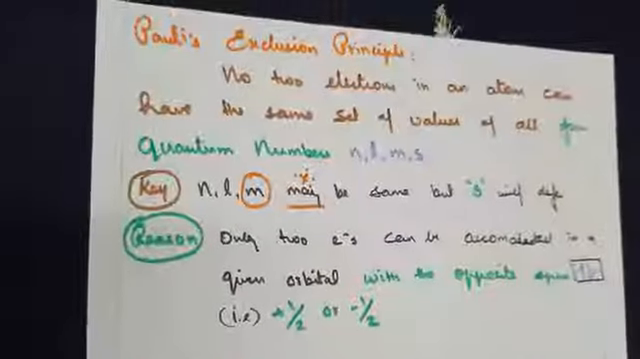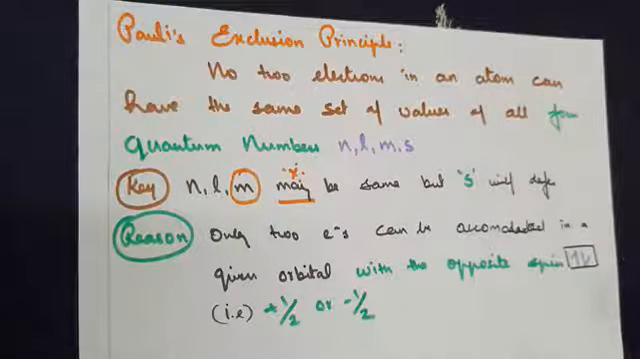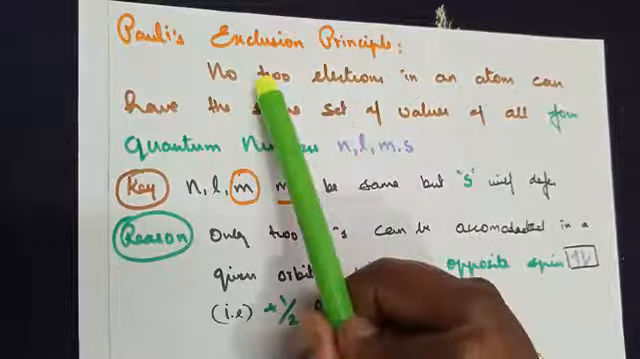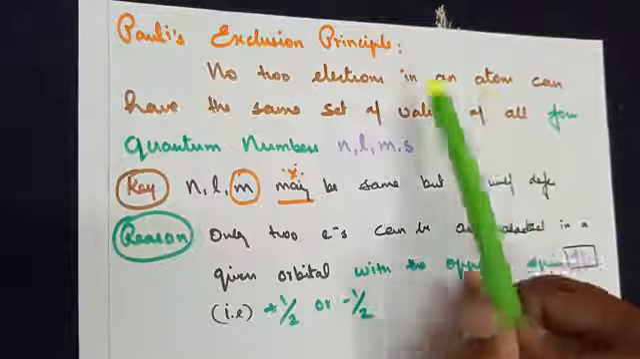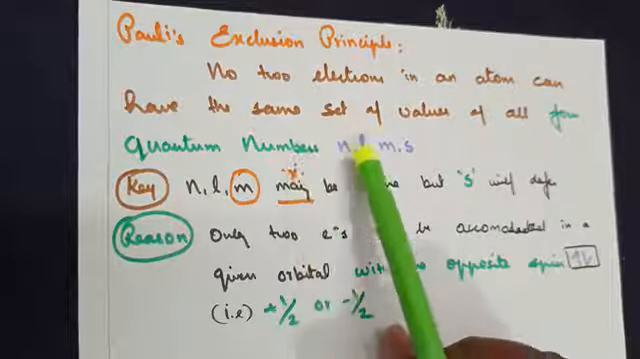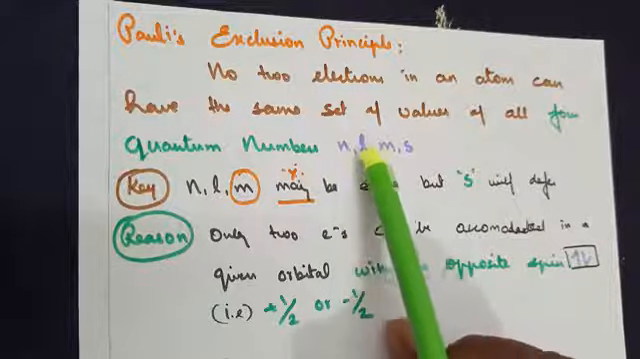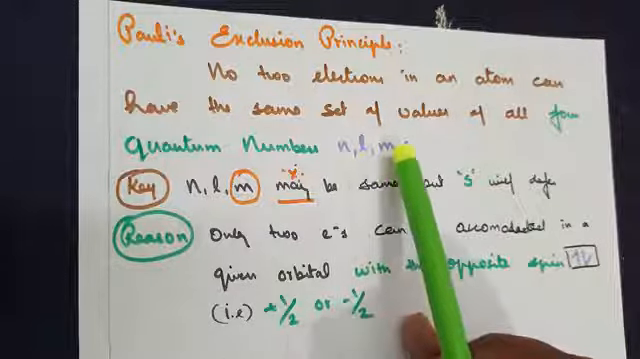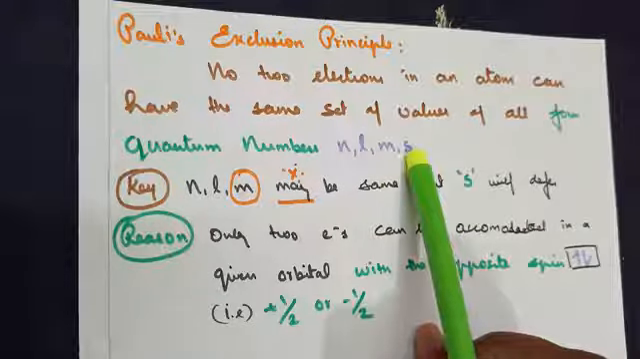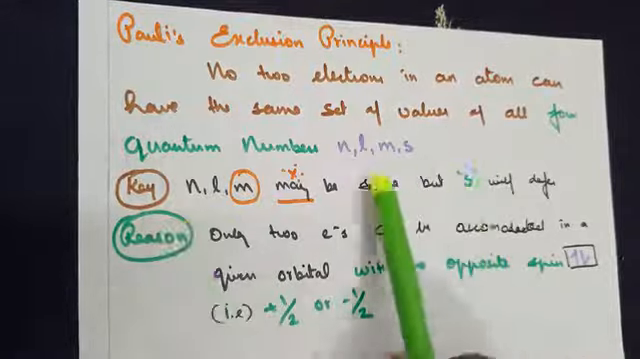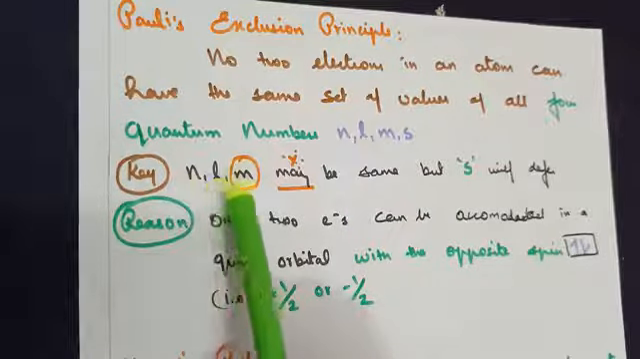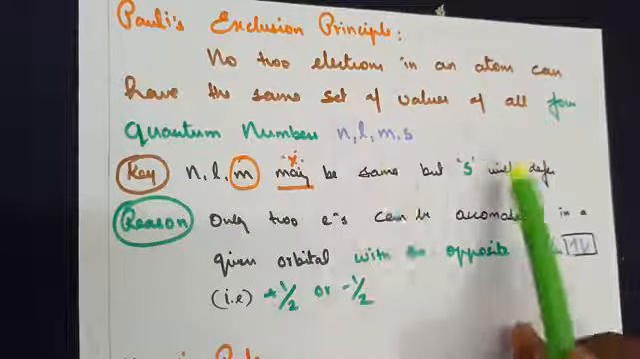Next comes Pauli's exclusion principle. It's not a longer one like the previous question, so you can relax. Pauli's exclusion principle says no two electrons in an atom can have the same set of values for all four quantum numbers. You know that n stands for the principal quantum number, l stands for the azimuthal quantum number, m stands for the magnetic quantum number, and s stands for the spin quantum number. So he says no two electrons will have all four values equal. For example, sometimes n and l values can be equal, but m and s will differ.